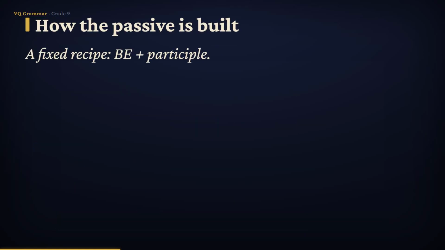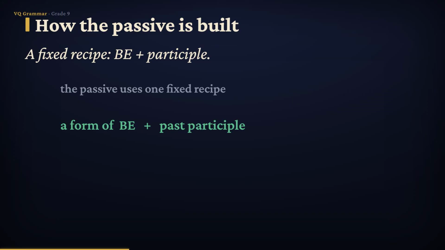So how do you actually build a passive verb? There's a fixed recipe, and once you know it, you'll spot the passive voice instantly. Every passive verb is a form of the verb be plus a past participle. That's it. Some form of be, then a past participle, like planted, broken, or written. And here's the handy part. This recipe works in any tense. You just change the form of be.